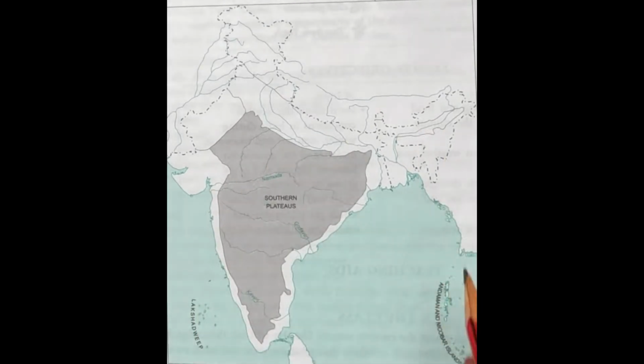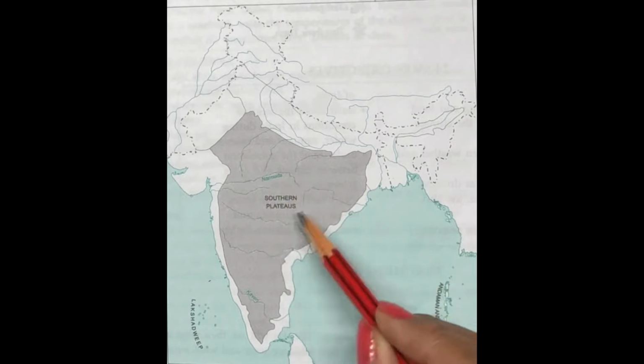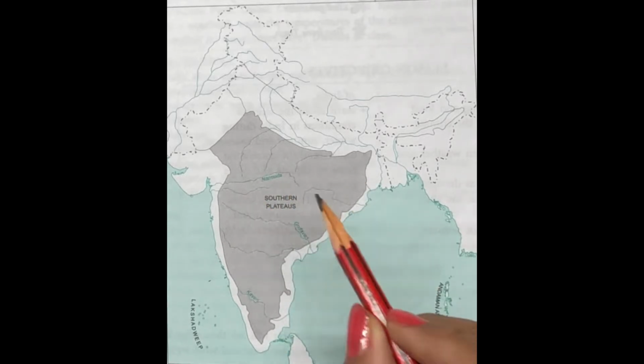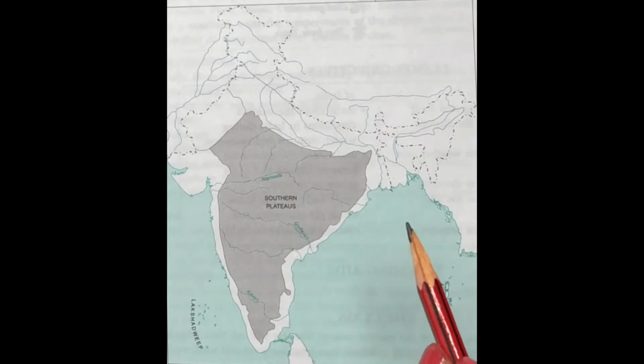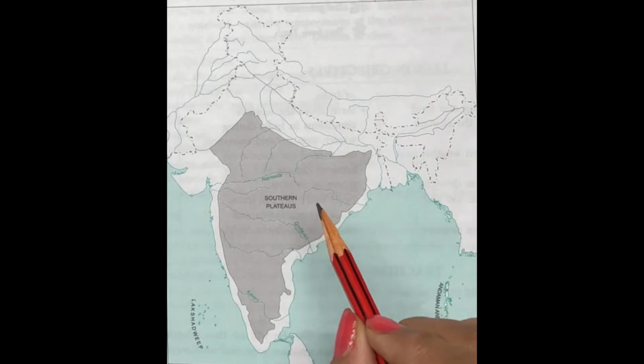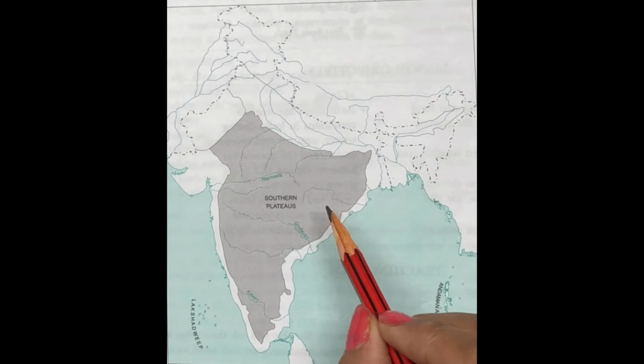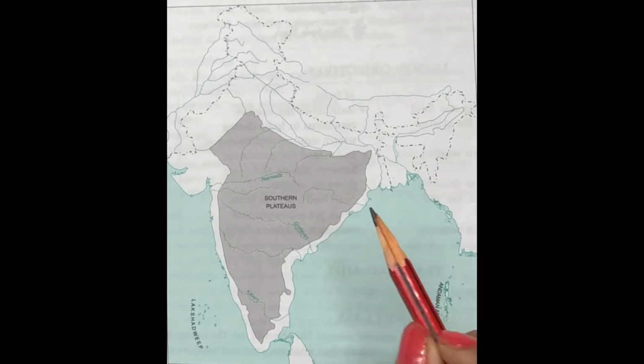You can see here I have taken a map of India, and it is a physical map of India. And this darkened part, the grey color darkened part, is actually showing Southern Plateaus. So I am going to tell you about the Southern Plateaus and its divisions. Okay, so let us see about Southern Plateaus and its divisions.